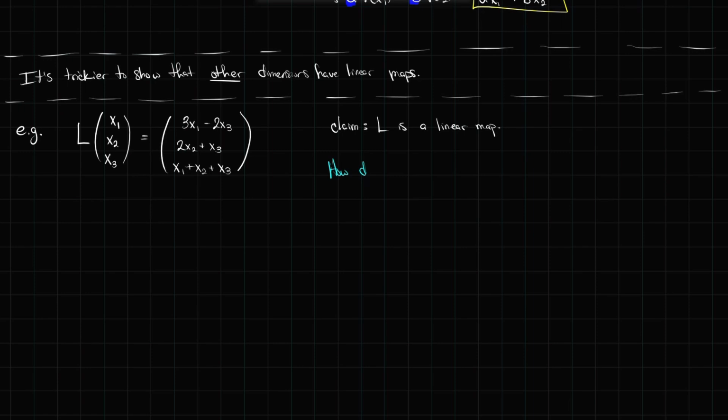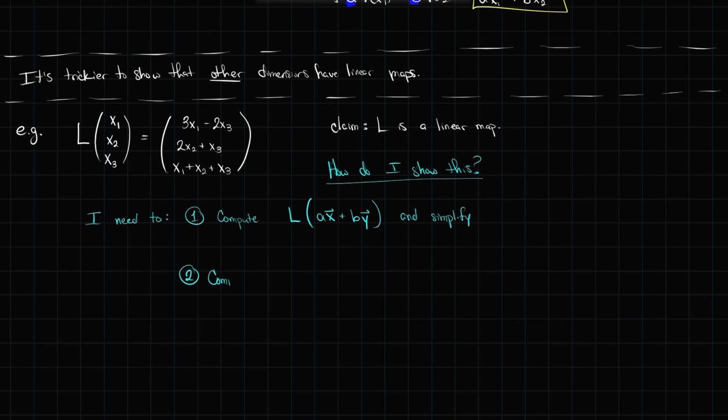How do I show this? It's not very easy to show this. I need to do 2 things. First, I need to compute L of a linear combination of vectors. So what would a times x as a vector plus b times y as a vector look like? We need to compute that and simplify.